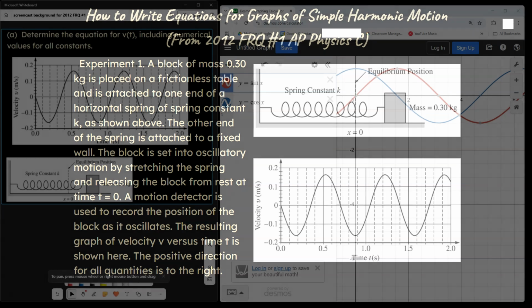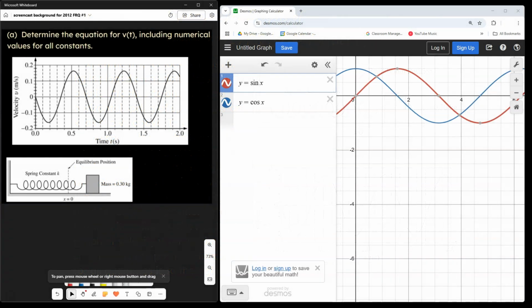Okay, so looking at the left side of the screen over here, the first part of the problem says determine the equation for v(t), including numerical values for all constants. So I'm going to talk you through this, but this is the part where we need to practice our skills in terms of writing equations from functions, from graphs that you'll see given to you. So I want you to think about some of these key things. You may already know this, but you may need to get a little refresher here. I want you to think about some of these functions here.